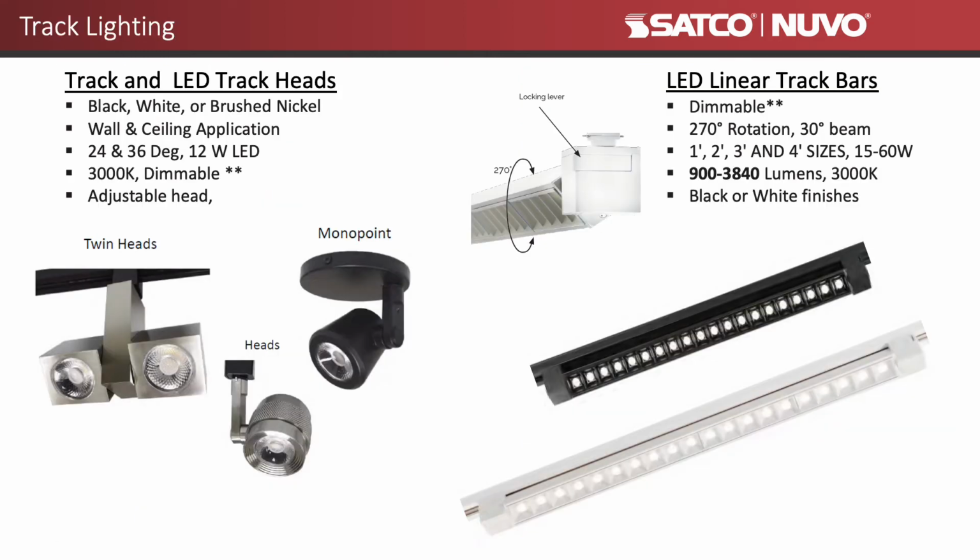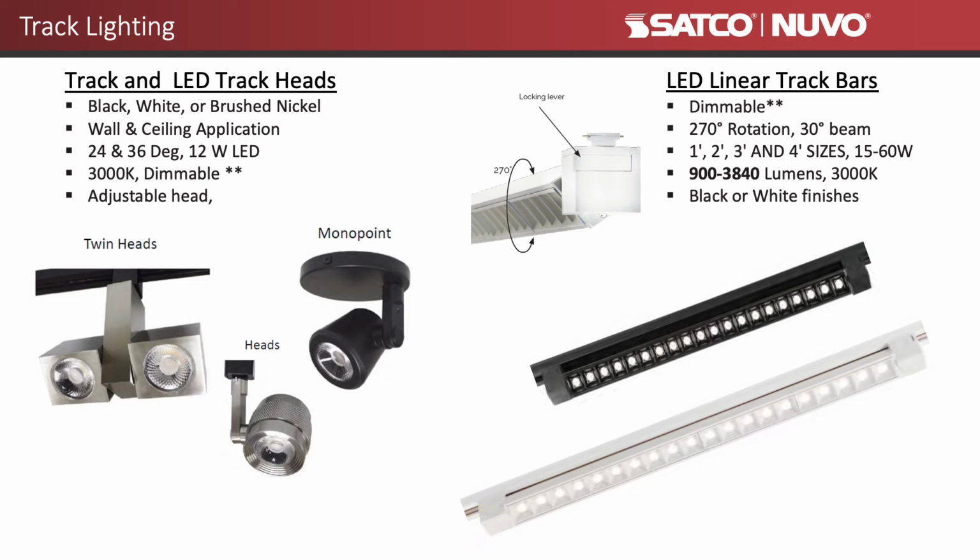When accent and task lighting is needed, we have both track and LED track heads. They come in 3 different finishes, and they can be used on the wall or the ceiling. We have 2 beam spreads, 24 and 36 degrees, and all of our LED fixtures are 12 watts. They are also rated at 3000 degrees Kelvin and dimmable with certain dimmers.